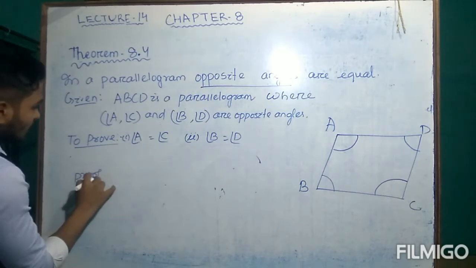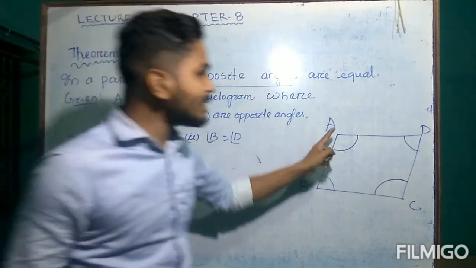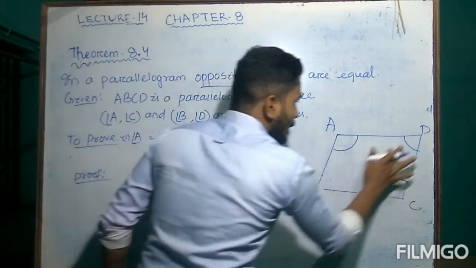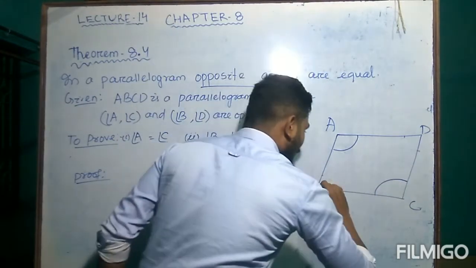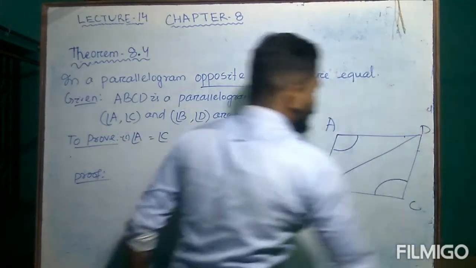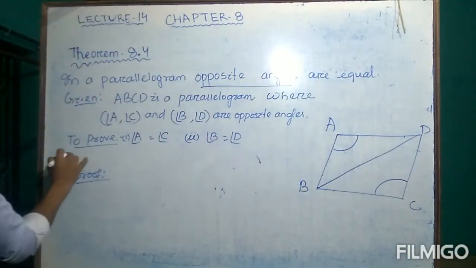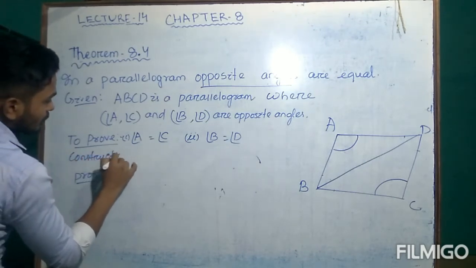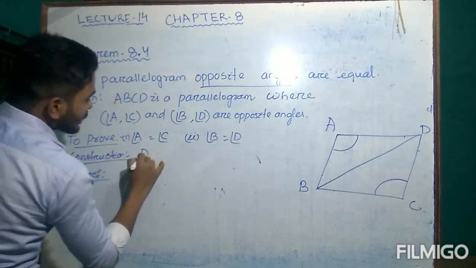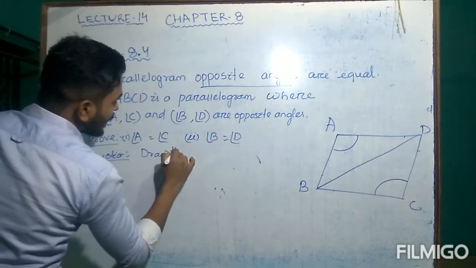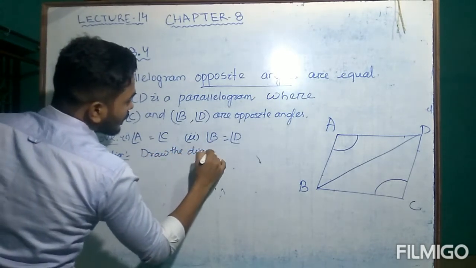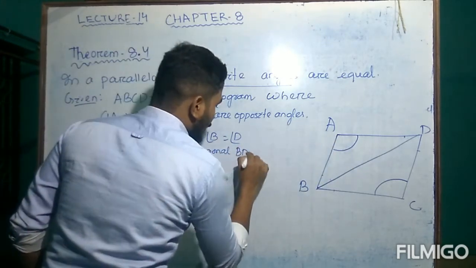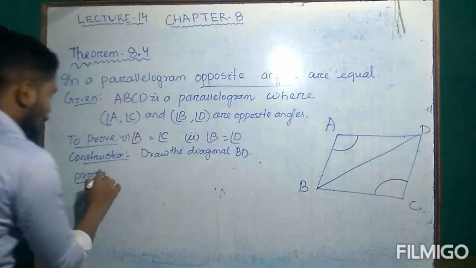In order to prove the first statement that angle A is equal to angle C, we have to draw a diagonal BD. So this is under construction. You can write construction: draw the diagonal BD.